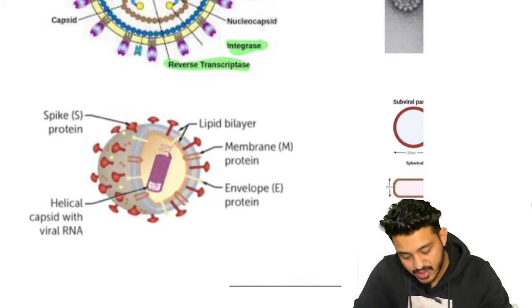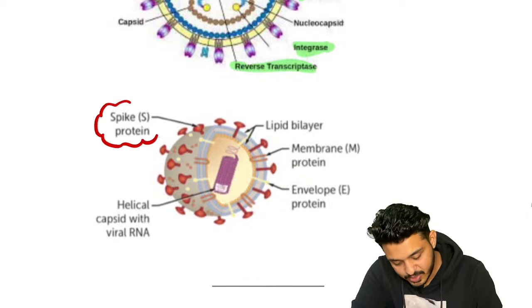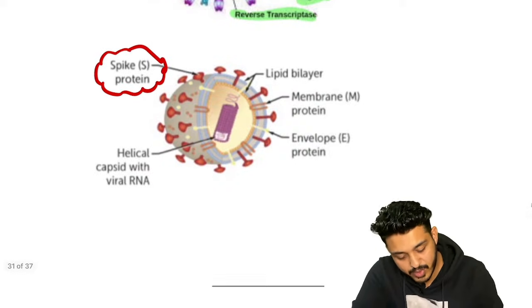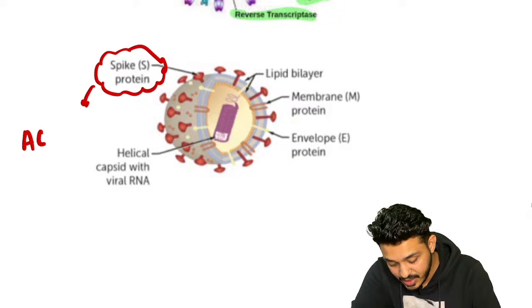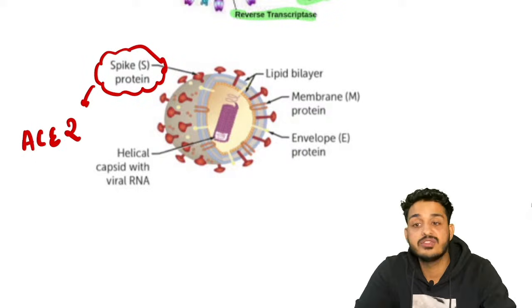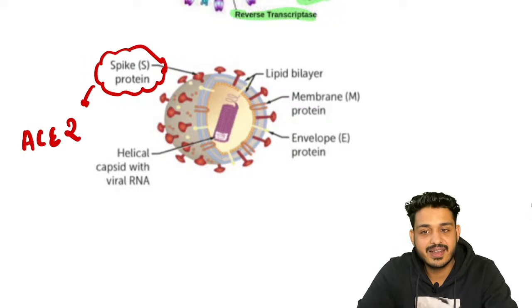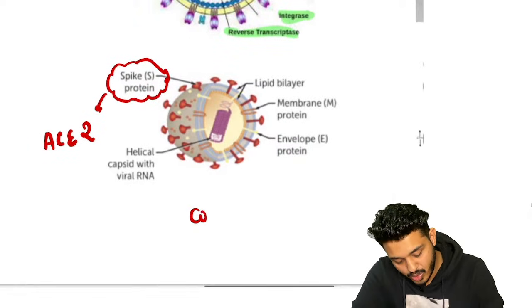What about this particular one? This is going to have a protein. This protein you can appreciate, spike protein. Very important. This spike protein will bind with the ACE2 receptor in the lung, angiotensin converting enzyme receptor in the lungs, and this virus is nothing but your COVID-19.